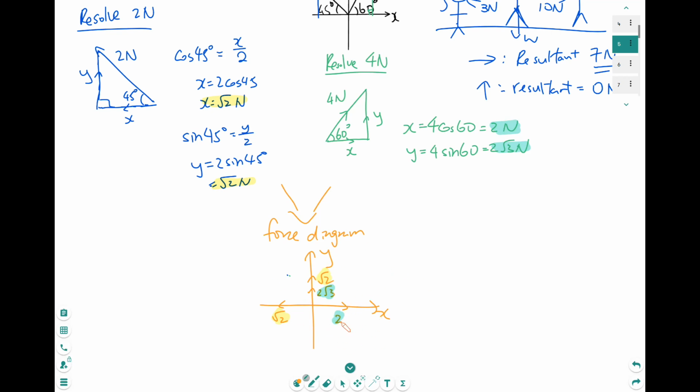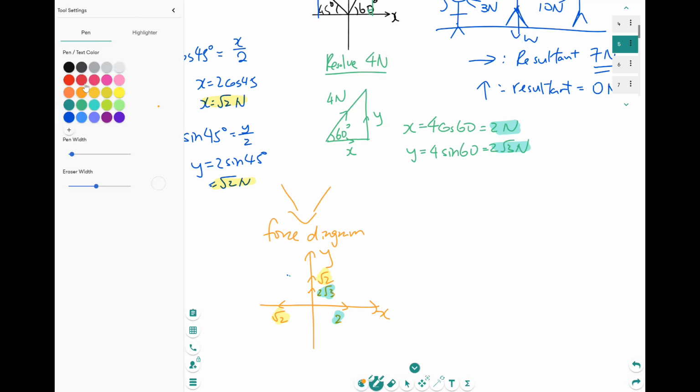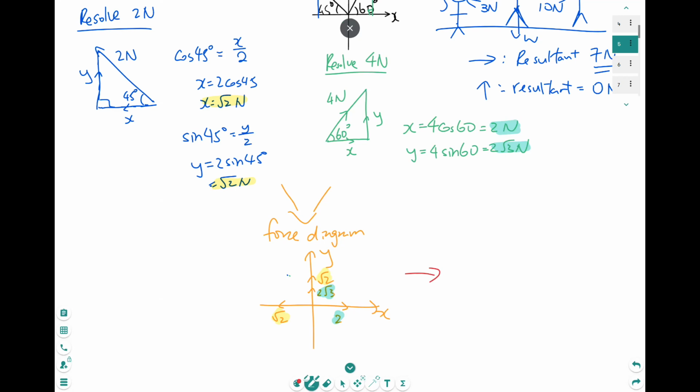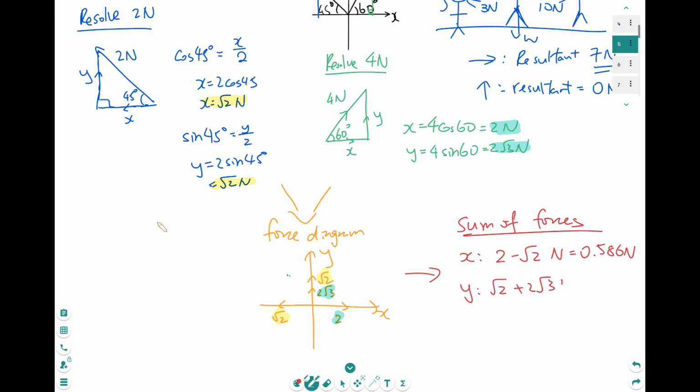Now, once we've got this diagram, it's much easier to do our conclusion, our verdict. How? Well, the next step, we can do our sum of forces. Now, you can only compare x with x and then y with y separately. So you can't do x and y together. So sum of forces on the x, the final winner is 2 on the right and root 2 on the left. So the sum of forces in the x direction will be 2 minus root 2 Newton, which is 0.586 Newton. And for the y, because they're both going upwards, it's root 2 plus 2 root 3 Newton, so it'll be 4.88 Newton.